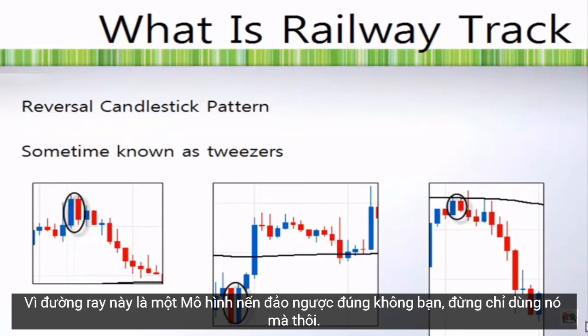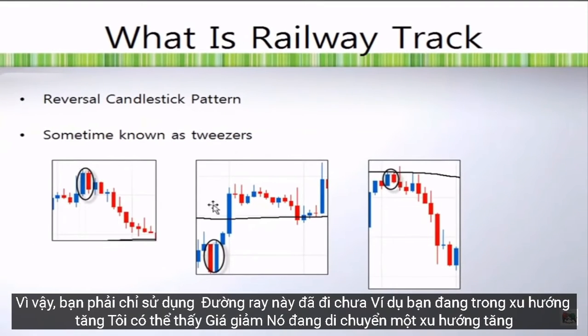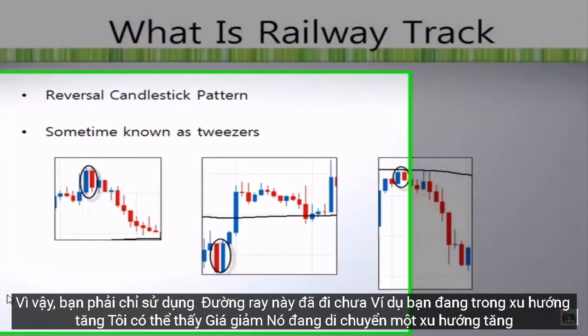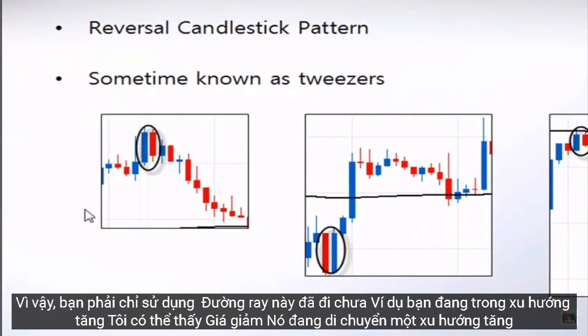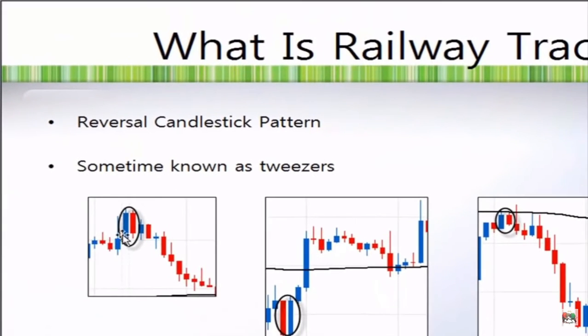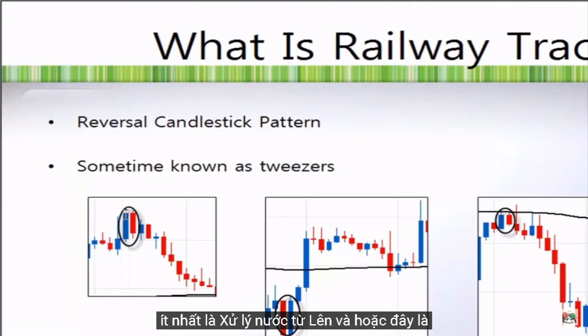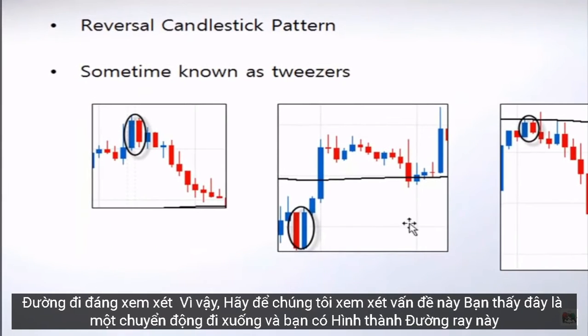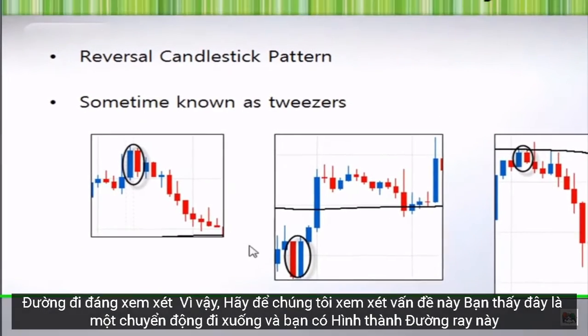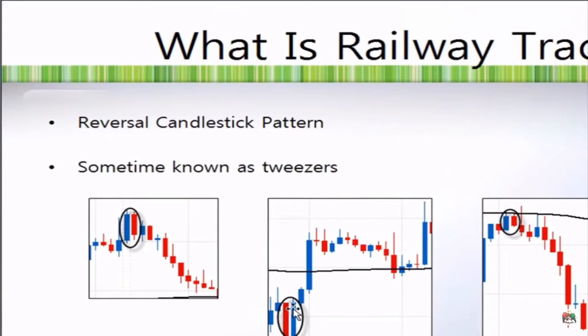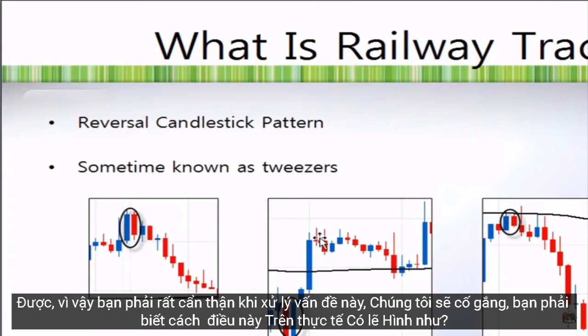As this railway track is a reversal candlestick pattern, you don't just use it anywhere. You must only use this railway track when you're, for example, in an uptrend. Can you see the price? Let's say it's moving in an uptrend. You get an up candle followed by a down candle which is more than 3/4, or at least 3/4, of the up candle. This is considered a railway track. So let us take a look at this one. Can you see? This is a down movement, and you have this railway track formation, and therefore price moves down. So you must be very careful when you trade this railway track.